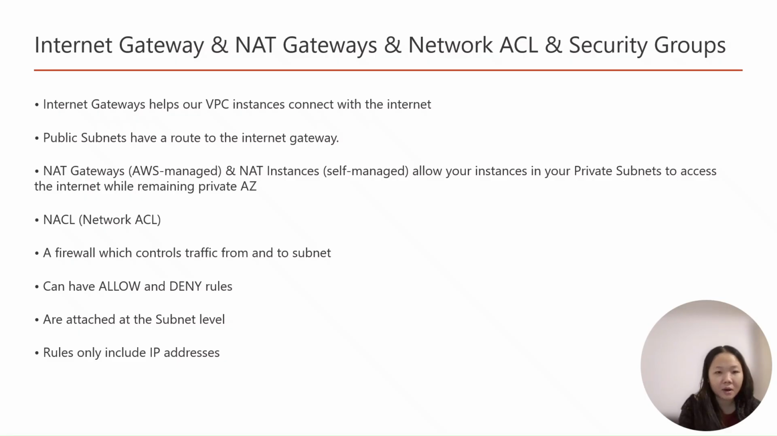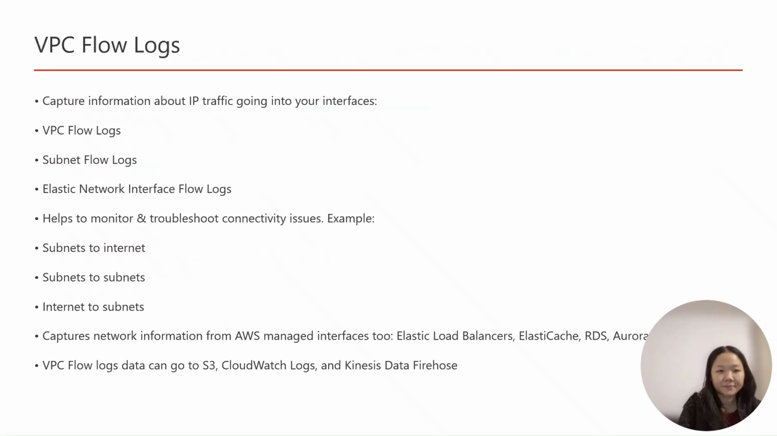Internet gateway helps our VPC instances connect with the internet. Public subnets have a route to the internet gateway. NAT gateway, AWS managed, and NAT instances, self-managed, allow your instances in your private subnet to access the internet while remaining private. NACL, network ACL, is a firewall which controls traffic from and to a subnet. It can have allow and deny rules, is attached at the subnet level, and rules only include IP addresses.